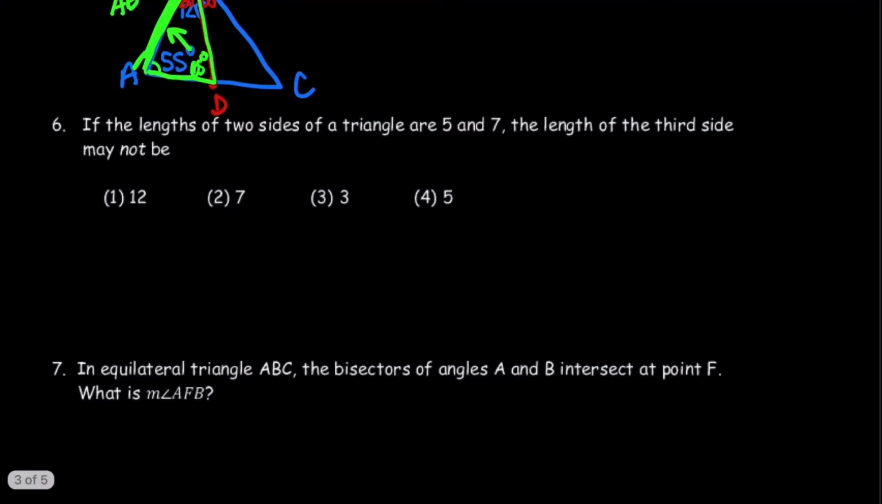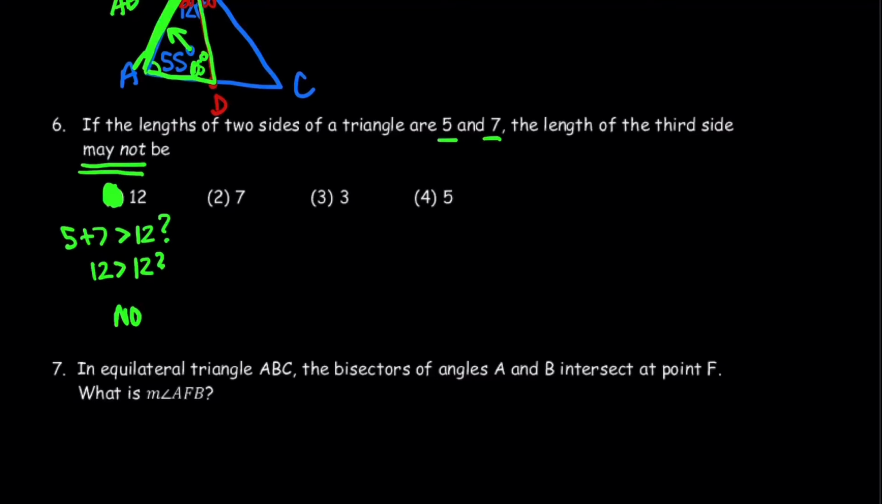If the lengths of two sides of a triangle are 5 and 7, the length of the third side may not be. And again, this is tricky. You've got to read that carefully. So I want the one that doesn't work. My two sides are 5 and 7. If I want to make 12 work, I have to take 5 plus 7. Ask myself, is that greater than 12? Is 12 greater than 12? No. No, first one. Now, I would probably not stop there because maybe I read the question wrong.